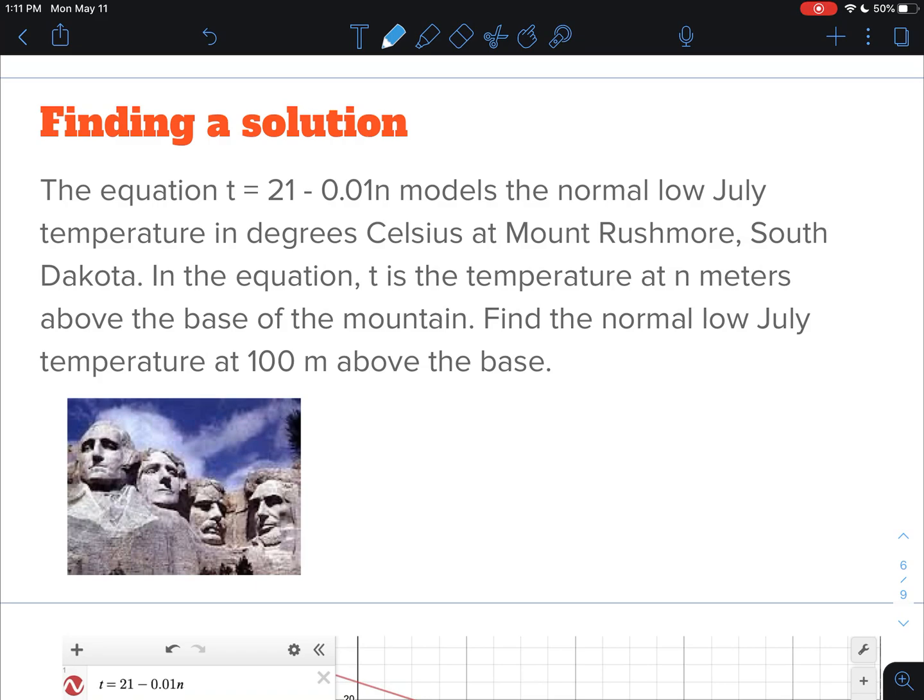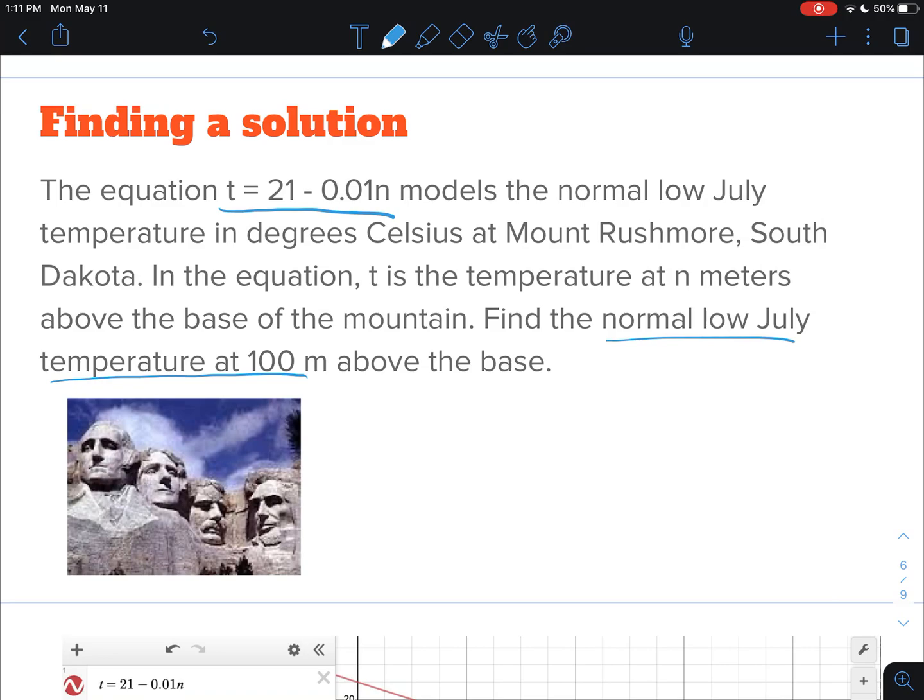Just throwing a word problem at you because why not? So the equation, T equals 21 minus 0.01N, models the normal July temperatures in degrees Celsius out at Mount Rushmore, South Dakota. In the equation, T is the temperature at N meters above the base of the mountain. So this equation is just the relationship between the temperature and how many meters you are from the base of the mountain.